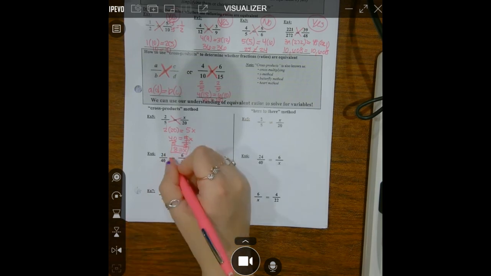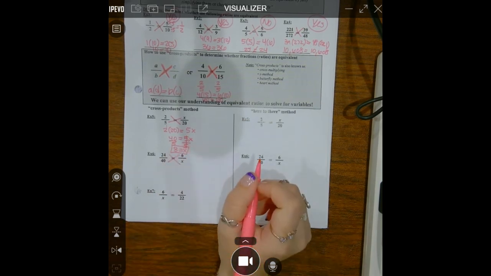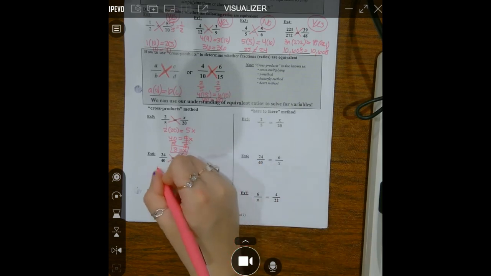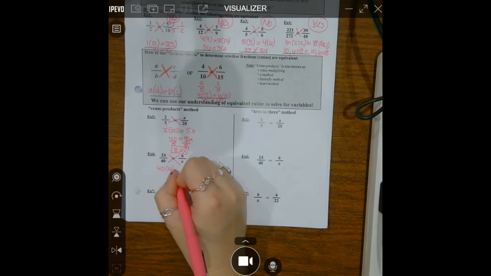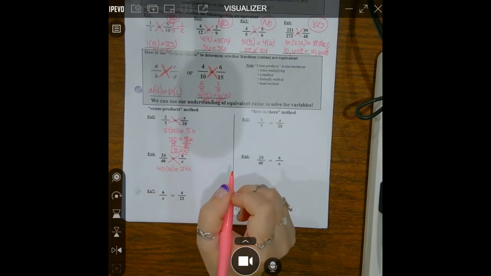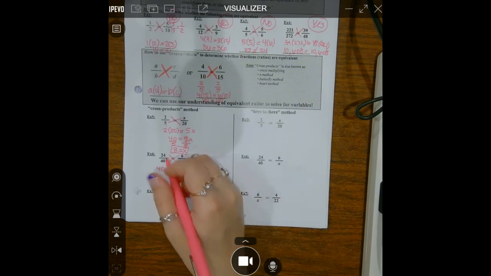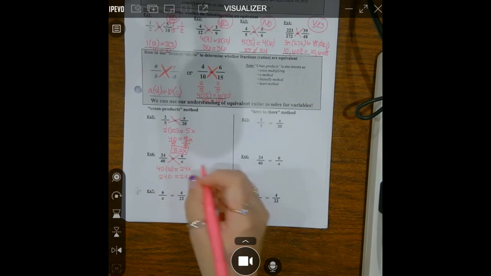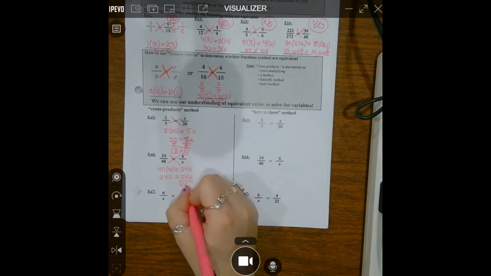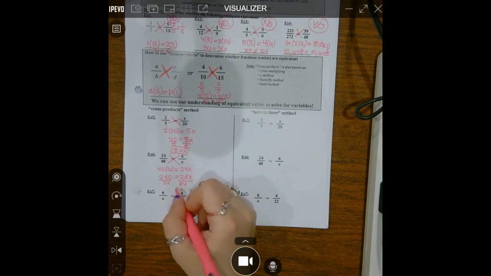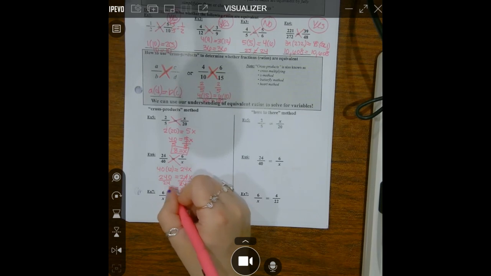Which, by the way, why don't you do that for this one? Okay, now that you're back with us, you're going to do 40 times 6 and set that equal to 24x. What is 40 times 6? Well, 4 times 6 is 24, and then tack on a 0. And then to get x by itself, I'm going to divide by 24 so that this cancels and becomes 1, or 1x. And then 240 divided by 24 is 10.